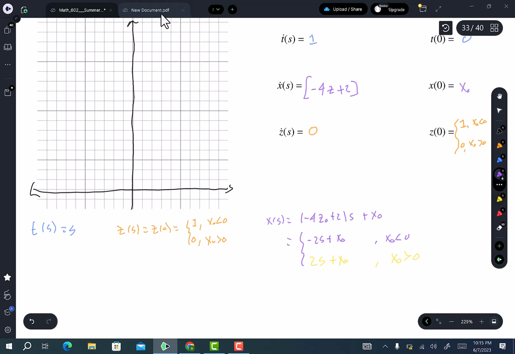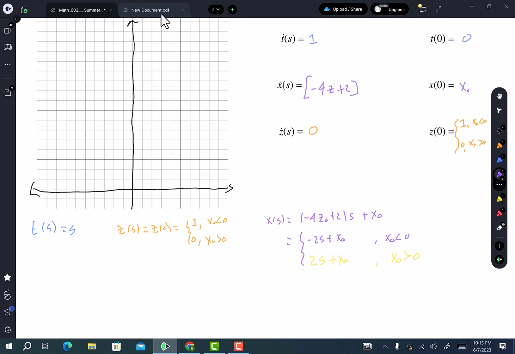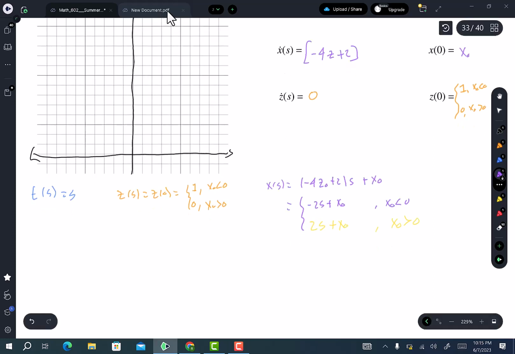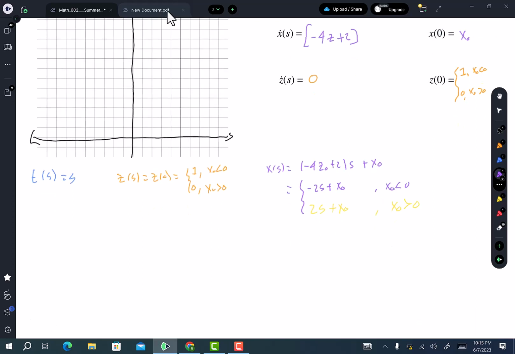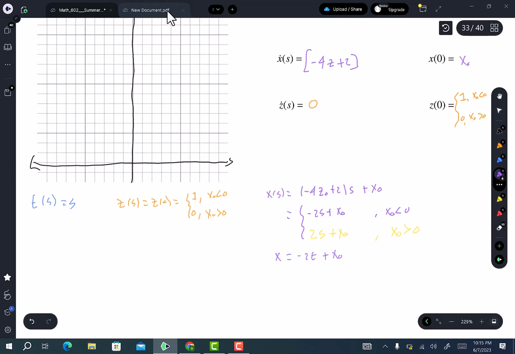For these characteristics where x naught is less than 0, this is going to be for all values of x naught less than 0. That's the x-intercept. I'm actually going to draw it for x naught equal to 0 as well. Well, sorry, if we look at this, we get something like x is equal to minus 2t plus x naught. So the slope is minus a half. So we're going to have something like this.